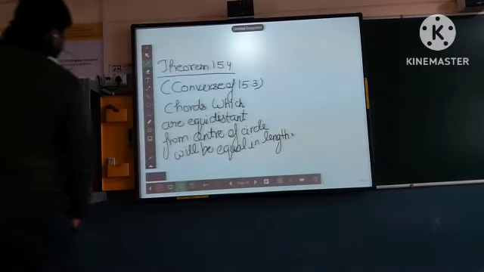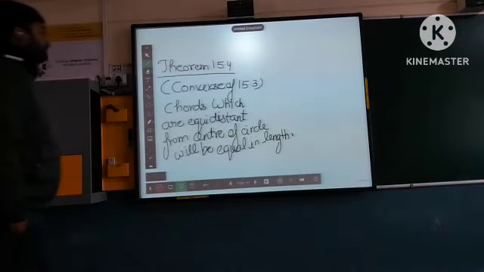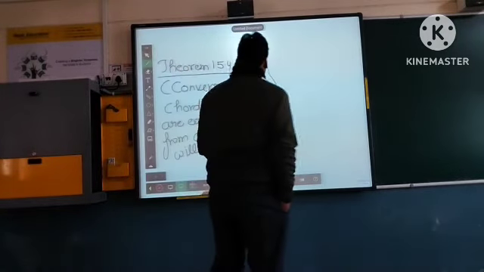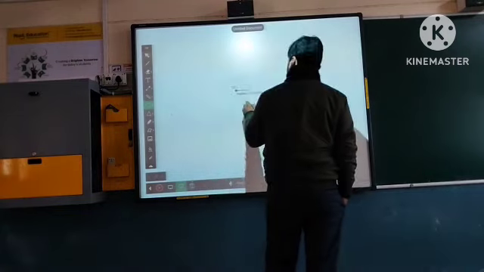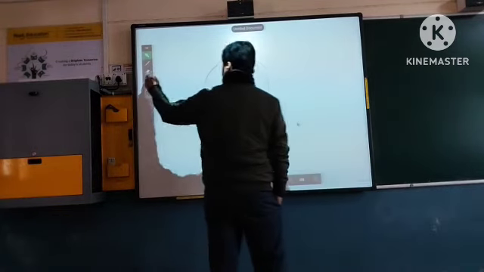In 15.3 we proved it using the RHS criterion, because one angle was a right angle, and in theorem 15.4 also, we are using the same criterion.